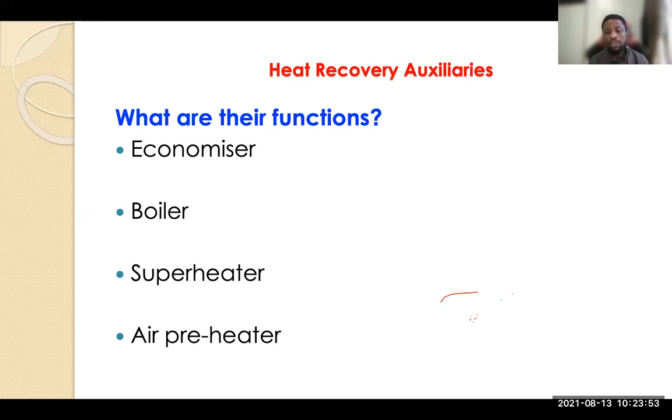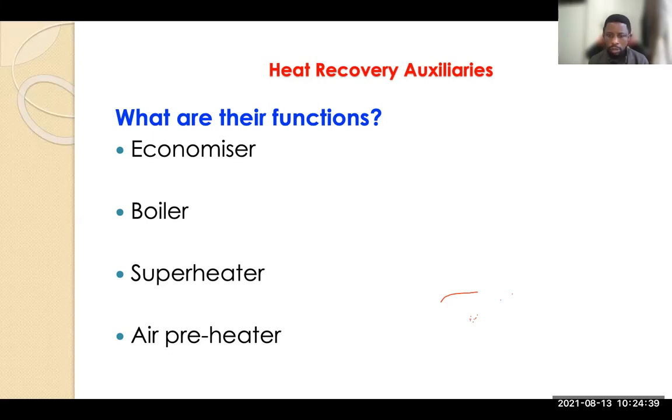So we want to increase the efficiency, one. Two, improve the efficiency. We also want to reduce the cost. So those are the reasons why we use the auxiliary. Having said that, any takers, what do you think the functions are? Let's leave boiler out of it. The three others, what do you think their functions are? Economizer, superheater. We've talked over and over regarding superheated steam. Air preheater. So, what do you think their functions are?